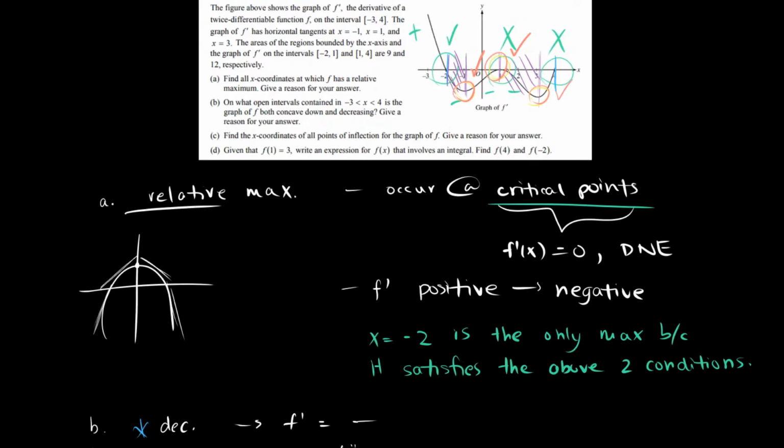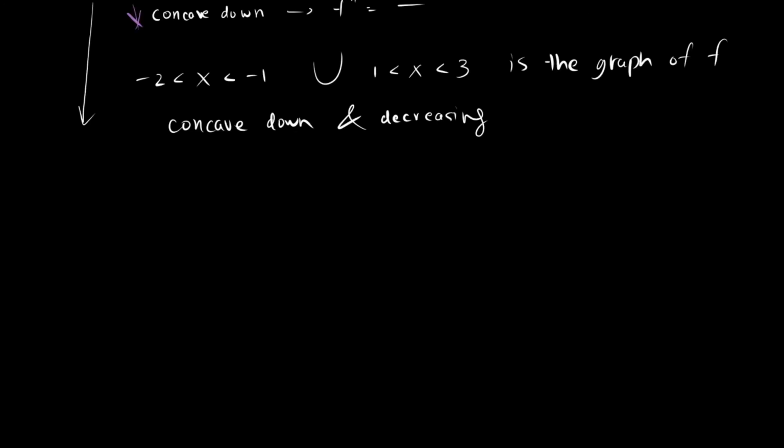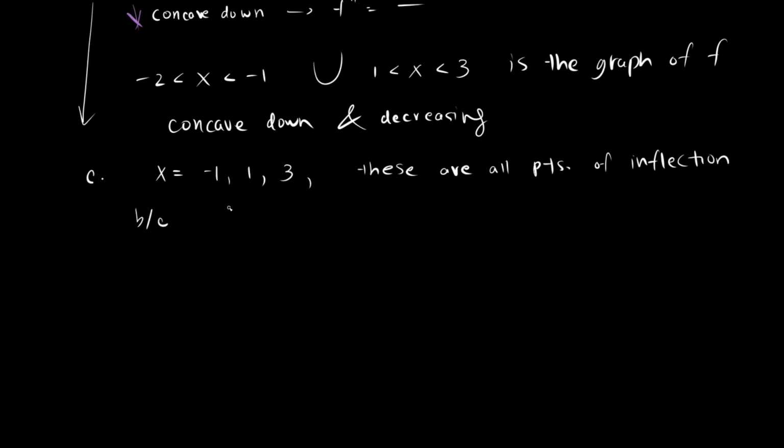So we can say, for part C, at x equals -1, 1, and 3, these are all points of inflection because f prime's slope, or f double prime, changes signs.